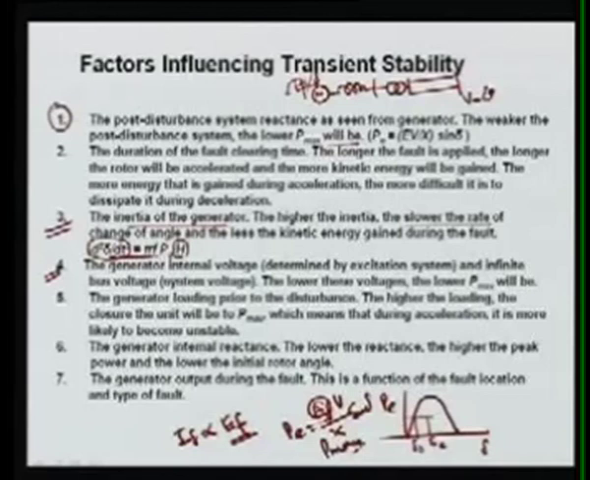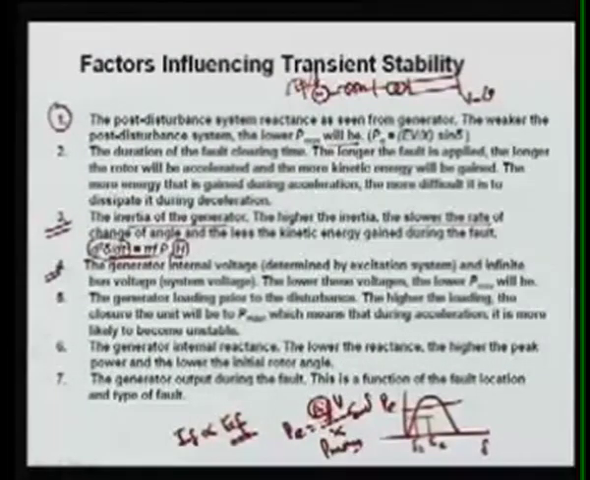So the generator internal voltage is determined by the excitation system and the infinite bus voltage. The lower these voltages, the lower P max will be, and therefore it will affect your P max, means your stability. The generator loading point before the disturbance, means where your system is loaded at this point, loaded at this point.